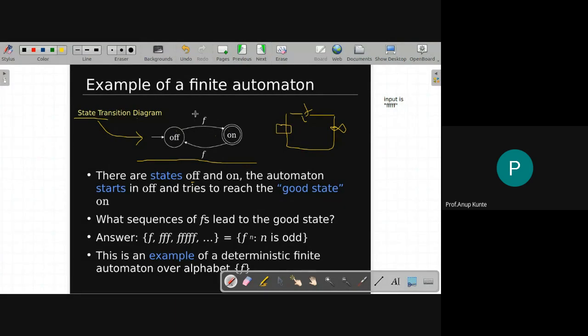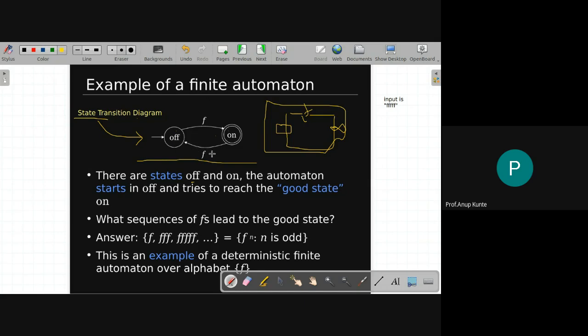So what is F indicating? F is indicating an action, or an input, I should say. So I'm providing input to this particular system. If I consider this as a system, then my pressure on this knob or this switch is an input given to the system. So F is indicated as an input. This F is the input given when my device or my system is in off state.